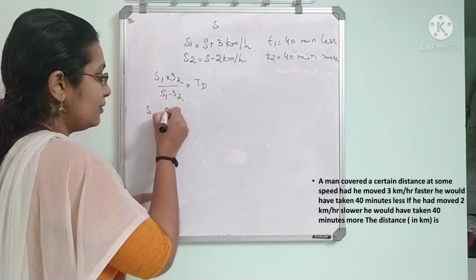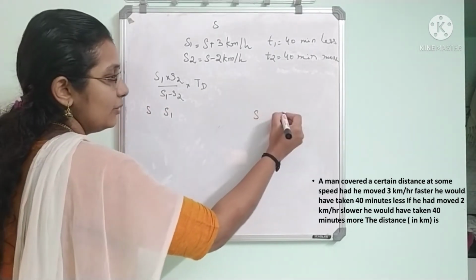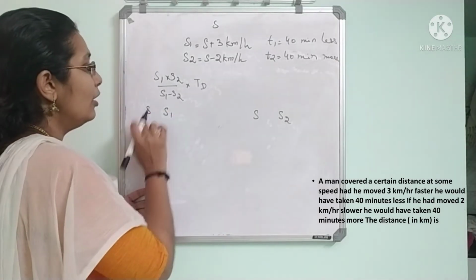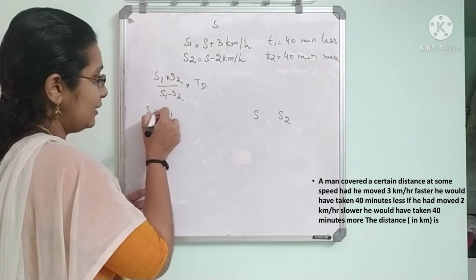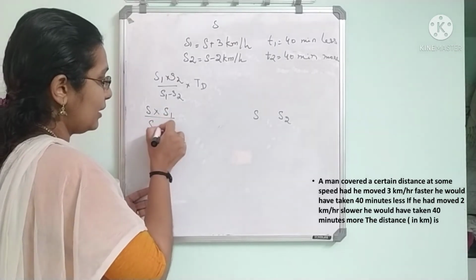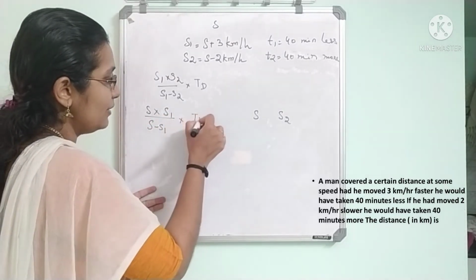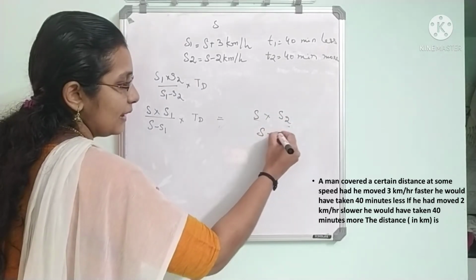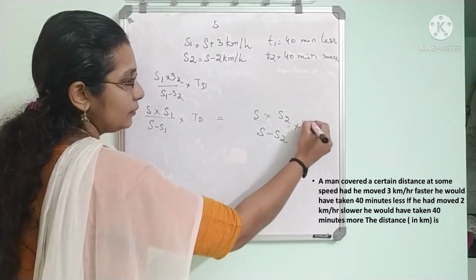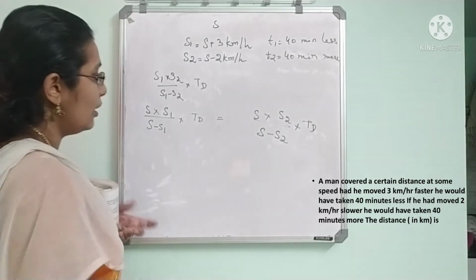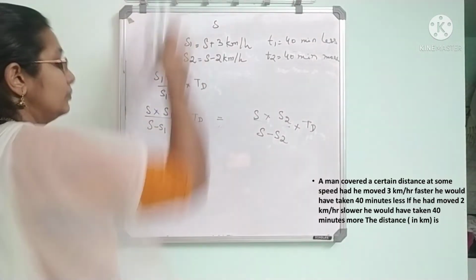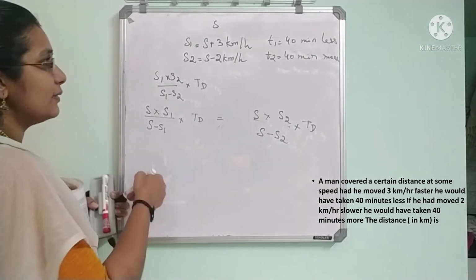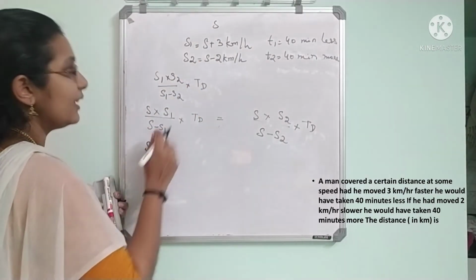Left hand side we'll use S and S1, right hand side we'll use S and S2, and then compare and find the answer. So on substituting in this formula, S into S1 divided by S minus S1 into time difference, which is equal to S into S2 divided by S minus S2 into time difference. Okay, so S into S1, right? So yes, we have found it as S only. We'll keep it as S only.